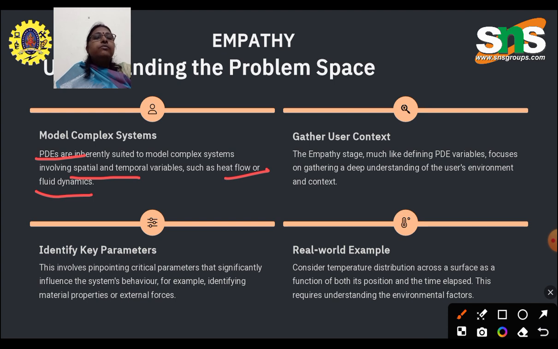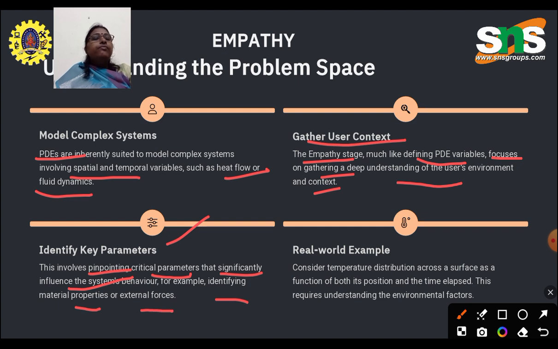The next one is to gather user context. In the empathy stage, while defining the partial differential variables, it focuses on gathering a deep understanding of the user's environment and context. After this we identify the key parameters, pinpointing the critical parameters that significantly influence the system's behavior, for example material properties or external forces. And finally we compare with real world examples.